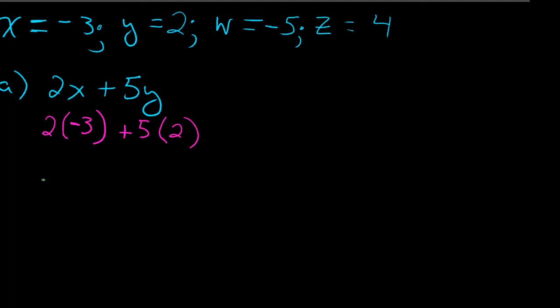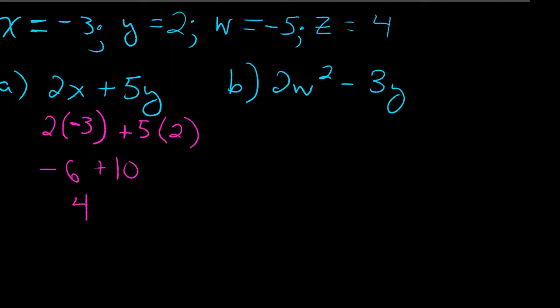So 2 times -3 is -6. 2 times 5 is 10. -6 plus 10 is +4. And so we're able to evaluate that. Look at another one here, which is 2w squared minus 3y cubed.